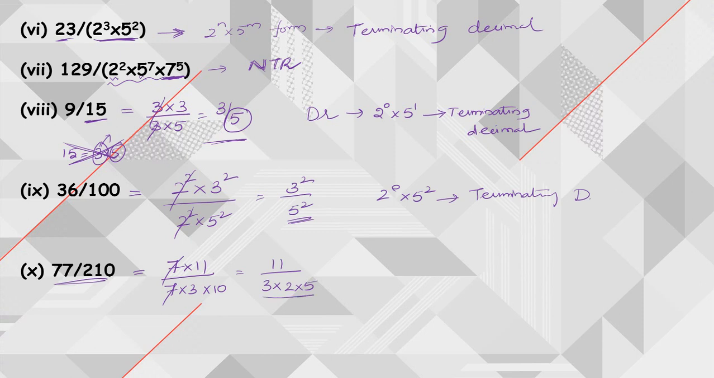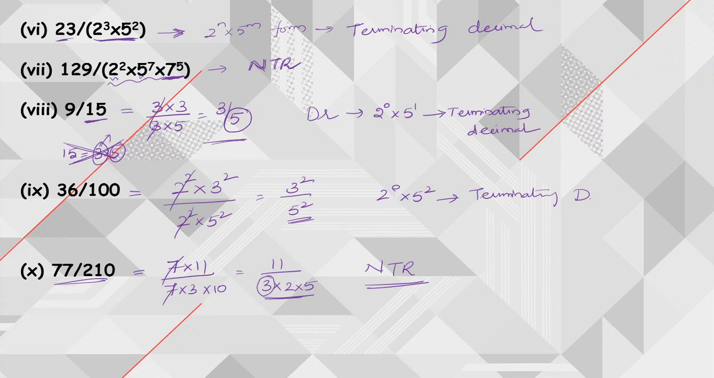Now if you observe the denominator, 3 into 2 into 5. So here, other than 2 and 5, we are having one more prime factor 3. Hence what can we say? It is a non-terminating repeating decimal. Understood? So in this way we can decide whether it is a terminating decimal or a non-terminating repeating decimal.